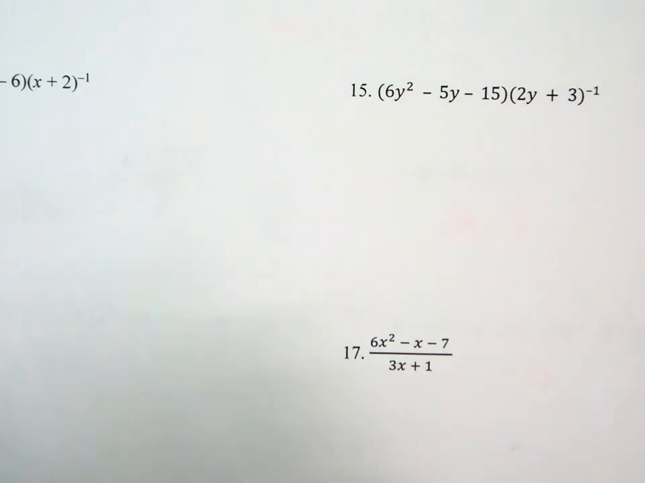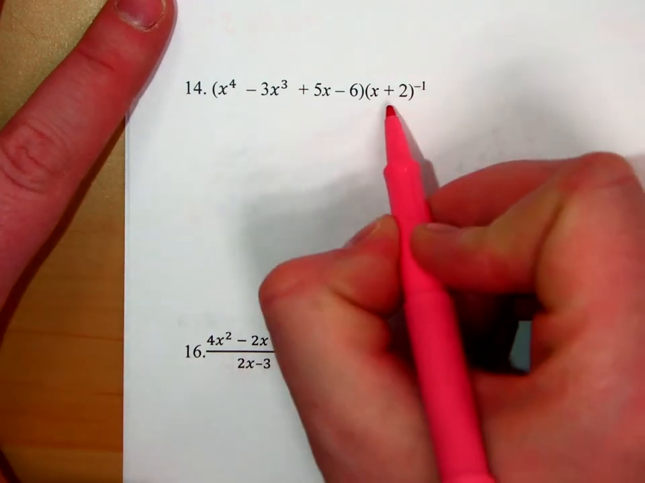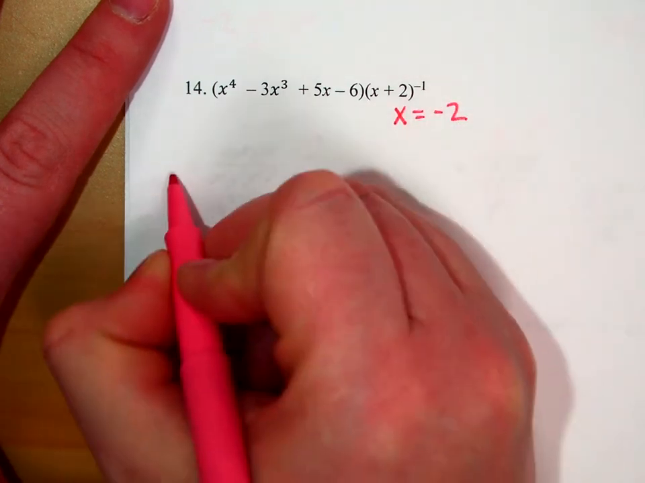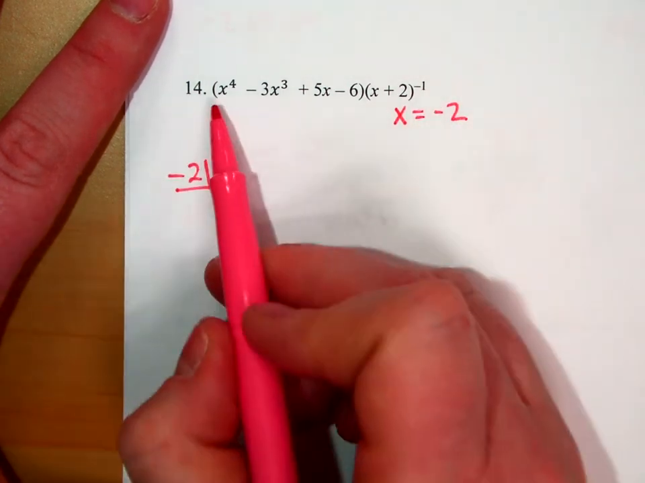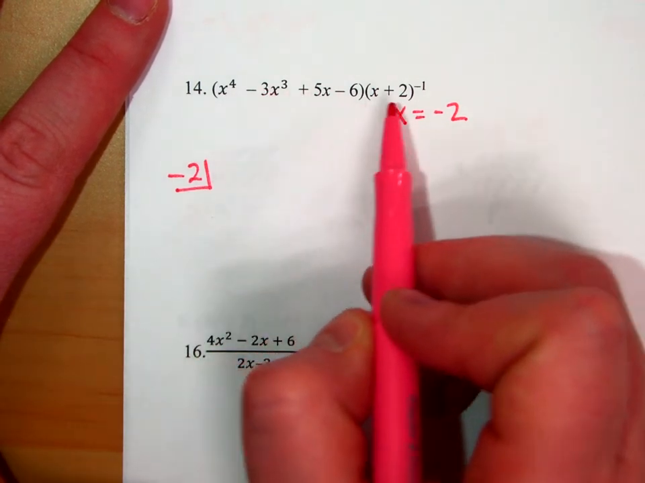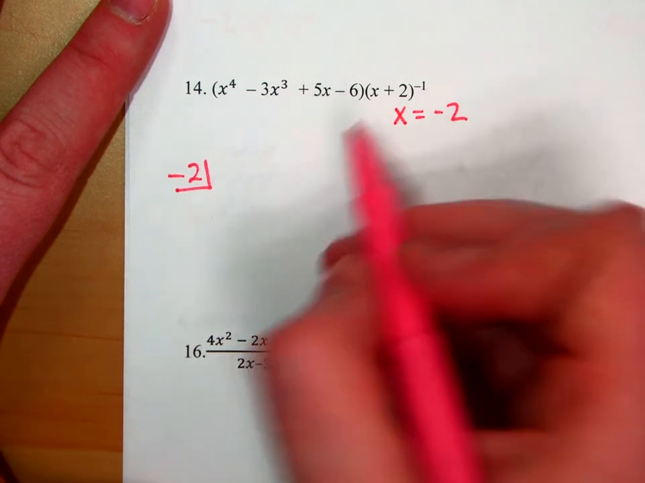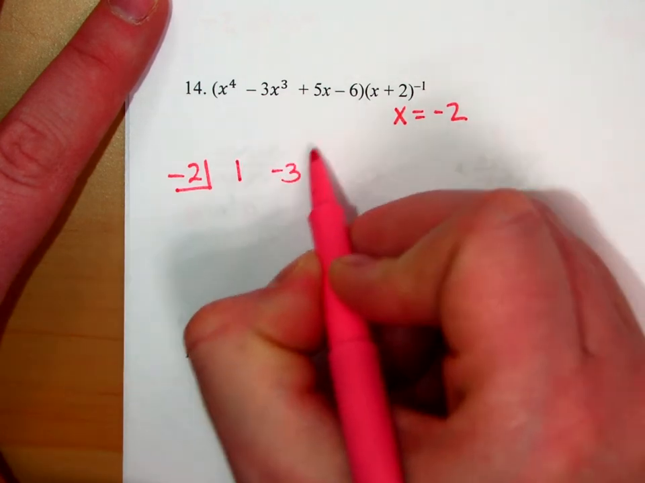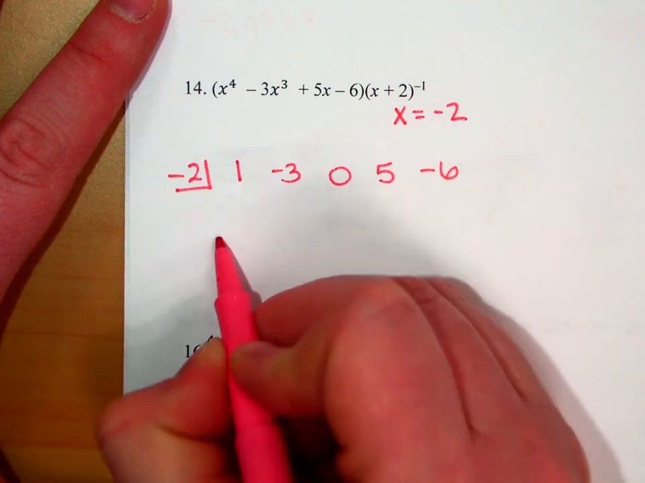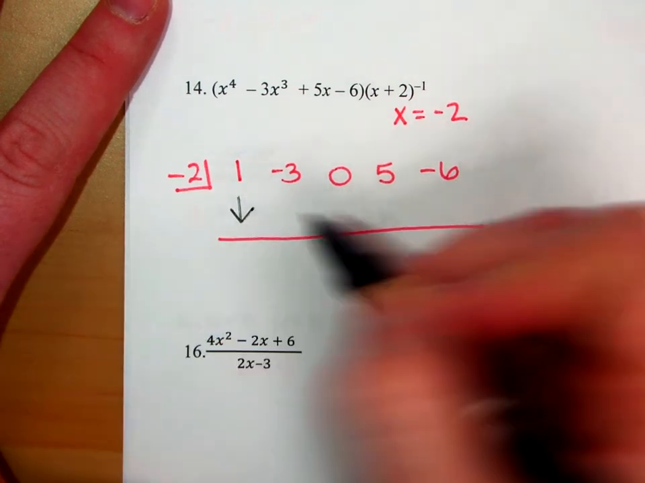So, with this, number 14, to start synthetic, take this and solve it for 0, so you get x equals negative 2. So I'd have negative 2 in the box. Going through coefficients, whatever my coefficients are, I have to account for every single step. So I have x to the 4th, x cubed, I need an x squared, I have an x and I have a number, so I have a 1, negative 3, I have no x squared, so I put a 0. 5, and negative 6. I'm going to drop down this first one because 1 plus 0 is 1.